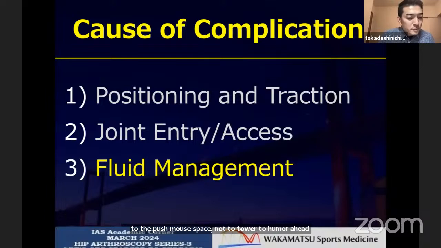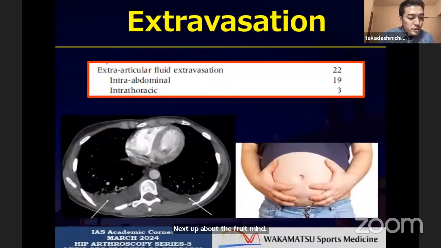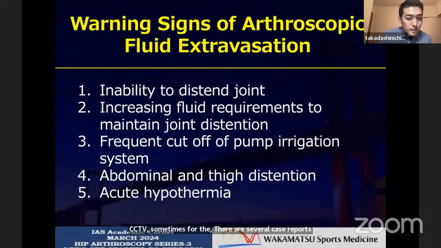Next, about fluid management. Irrigation during hip arthroscopy sometimes causes extravasation. There are several case reports demonstrating fatal adverse effects. We have to watch for these warning signs of arthroscopic fluid extravasation: inability to distend the joint, increasing fluid requirement to maintain joint distension, frequent cutoff of the pump irrigation system, abdominal and side distension, and acute hypothermia.